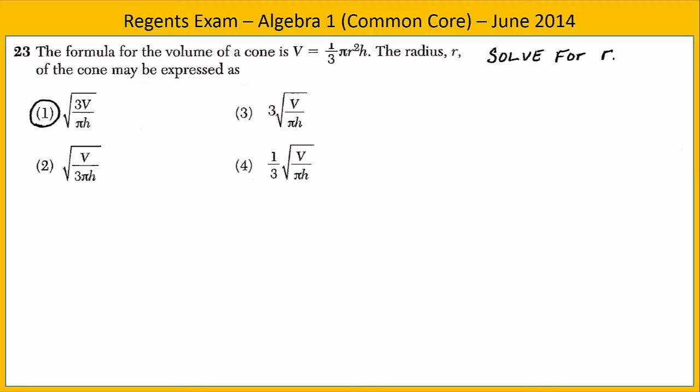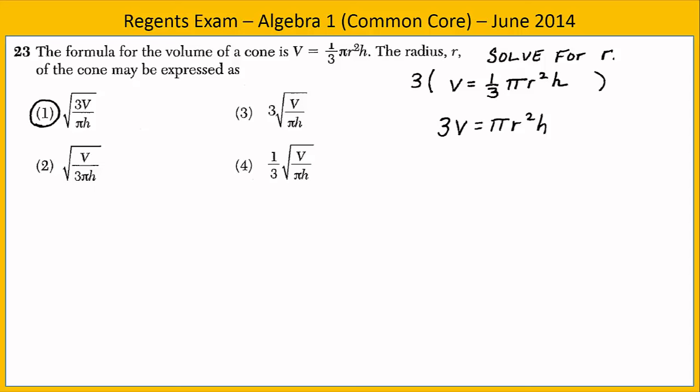Exercise 23 gives the formula of a volume of a cone, V equals 1/3 pi r squared h. The radius r of the cone may be expressed as which of these choices? In other words, we want to solve the equation for r. We can do that by beginning to clear the fraction. Multiply the entire equation, both sides, by 3. 3V equals pi r squared h, and we no longer have a fraction to deal with.